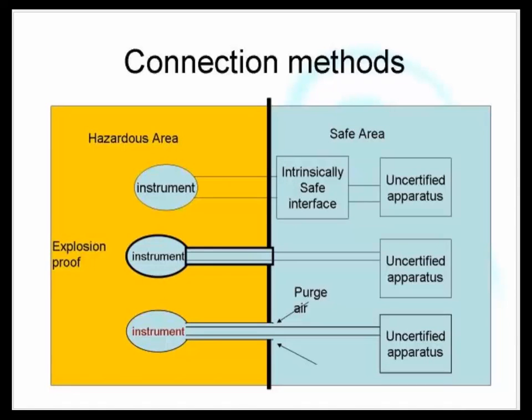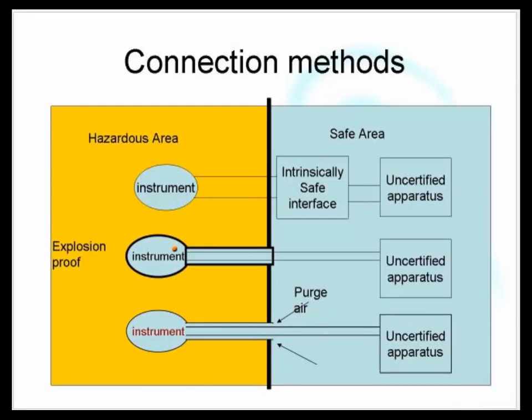So we have three main methods that we use in instrumentation within a hazardous area. One method is we have uncertified equipment which we connect to normal instrumentation equipment in the hazardous area, and in between the two we have a thing called an intrinsic safety interface. The job of the intrinsic safety interface is to make sure that there is not enough energy in the hazardous area to cause an explosion.